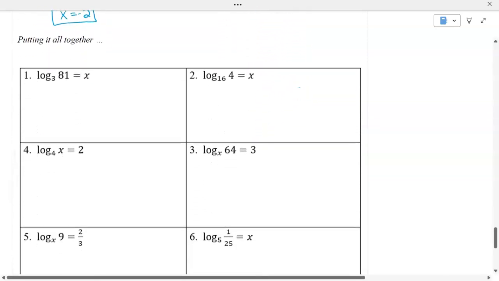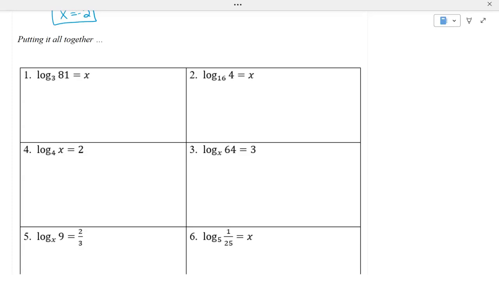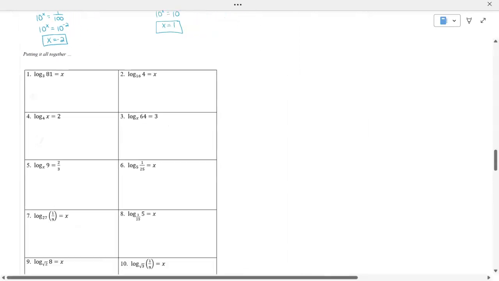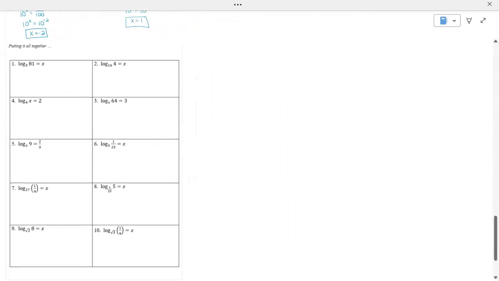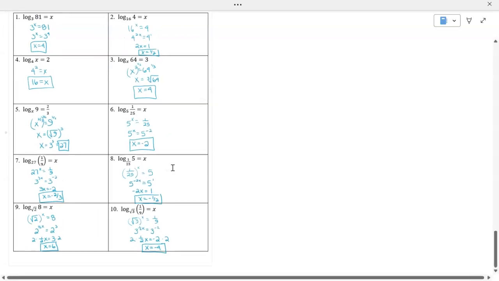So this bottom part is really just putting everything together, whether you've got a base of some number or a variable or a base of 10 or e. It's really taking these log equations, changing them into exponential form, and then solving for the variable. So I want you to go on and work through these practice problems, and then you can come back and check your answers. Okay, I've got the answers for all these problems.